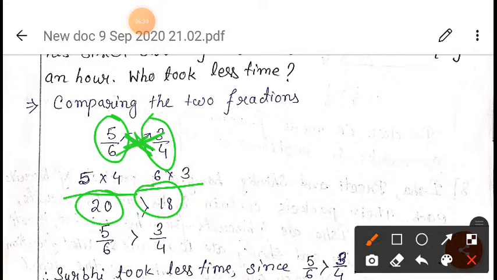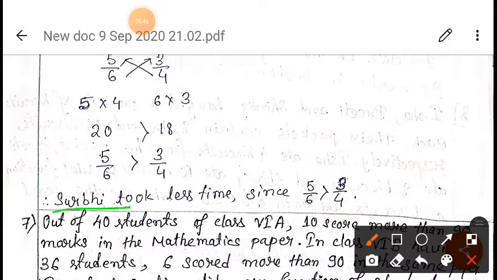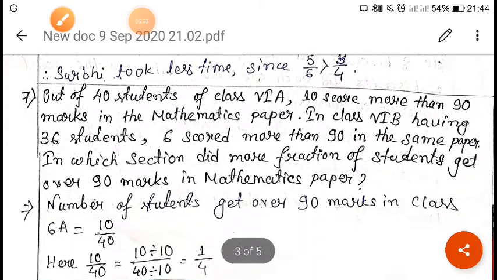So which one is bigger here? This one is bigger, so means 5 by 6 is greater and 3 by 4 is lesser. Then who took the more time? Saurabh took more time, since 5 by 6 is greater than 3 by 4. Right, I hope you have understood this one also.